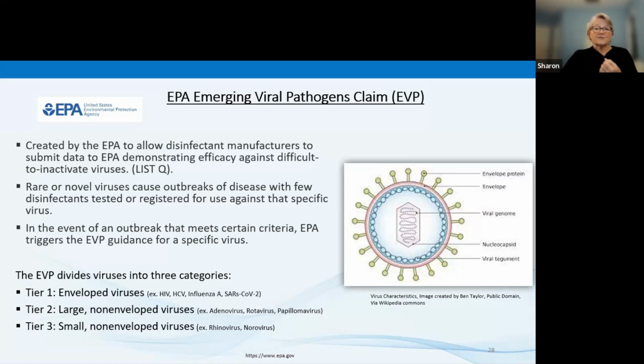It allows disinfectant manufacturers that have submitted data to the EPA demonstrating efficacy against difficult to inactivate viruses to allow you to be able to use their product against viruses that are not on the product label. So select a surface disinfectant that qualifies for that emerging viral pathogens claim. This can help you prepare for the future next big thing, because we all know this isn't our last pandemic.